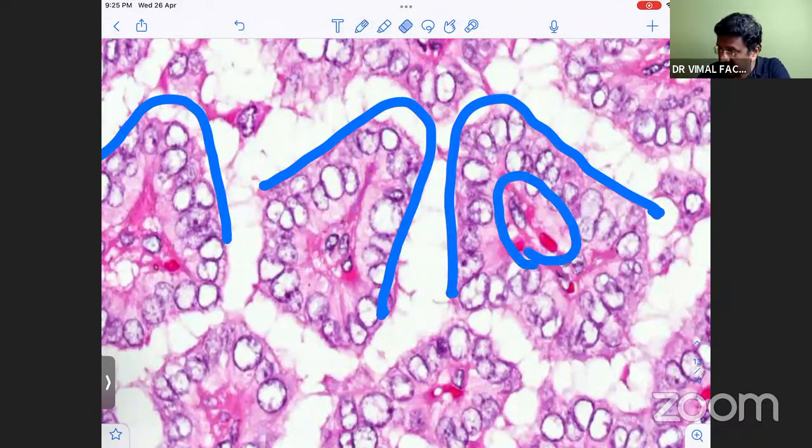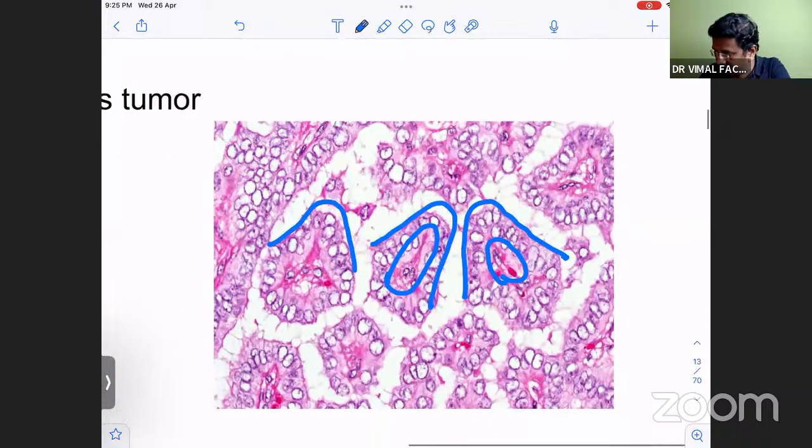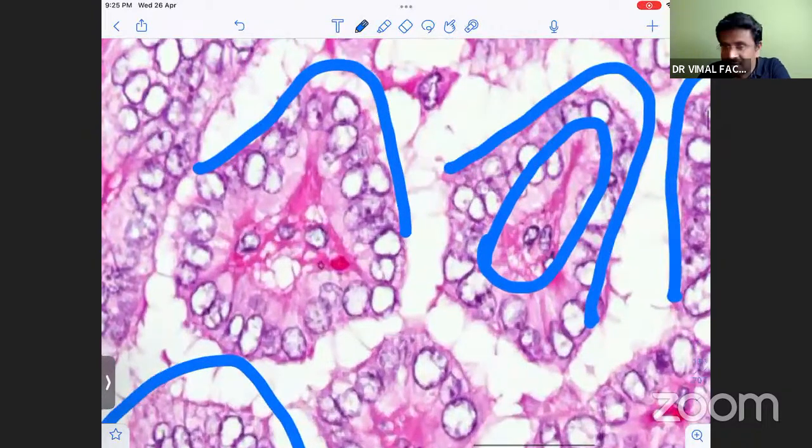Blood vessels are running in the center of the core. So these are the papillae, these are the blood vessels. And what are all the things you can see here?